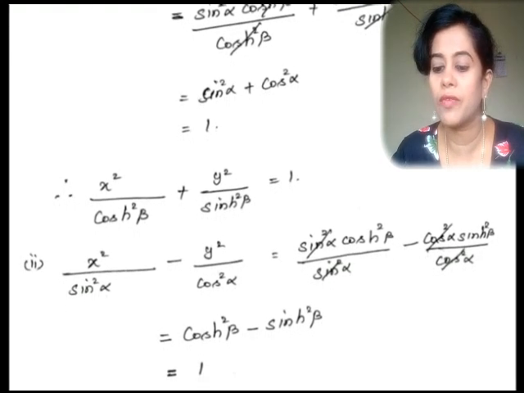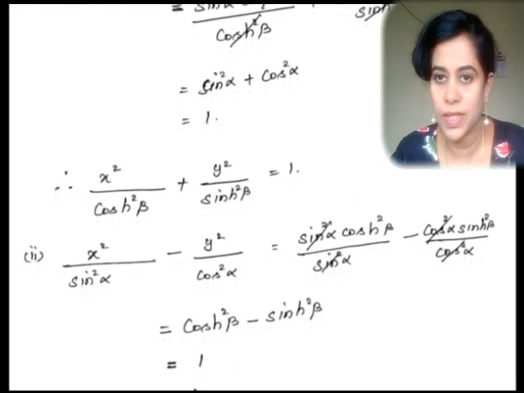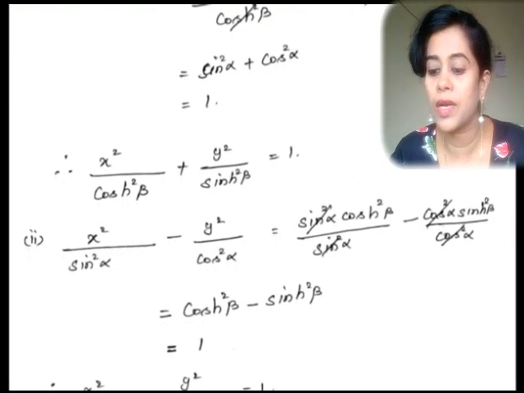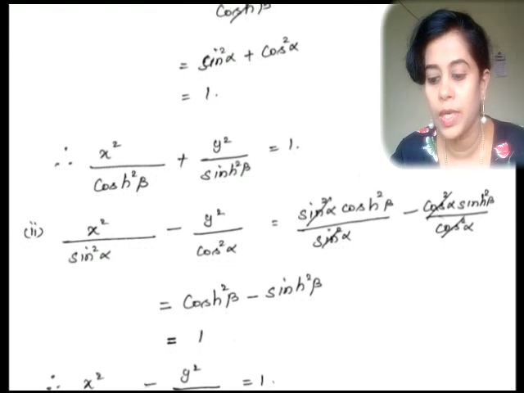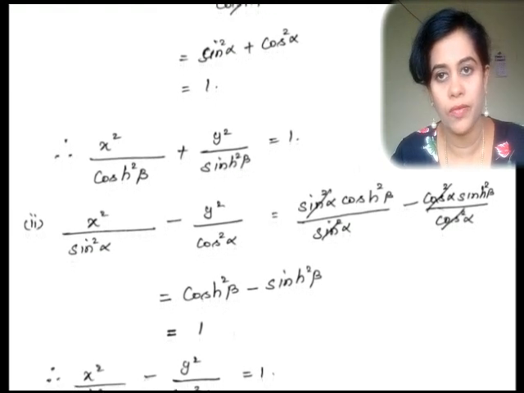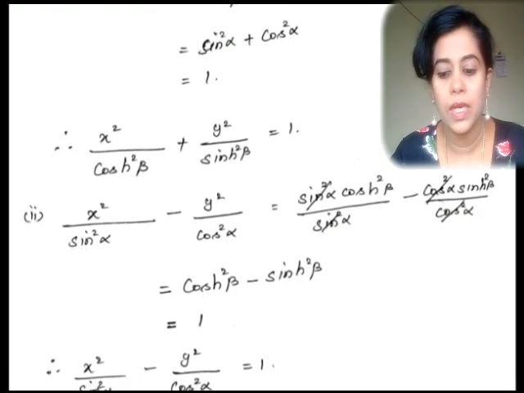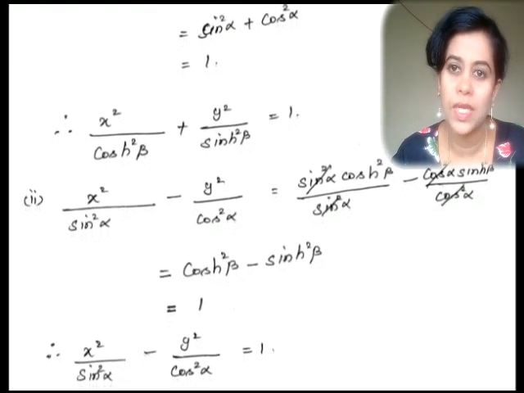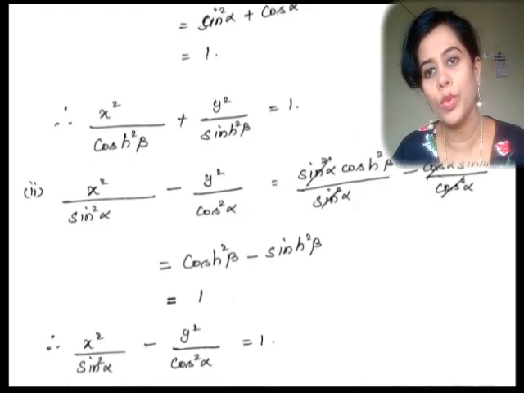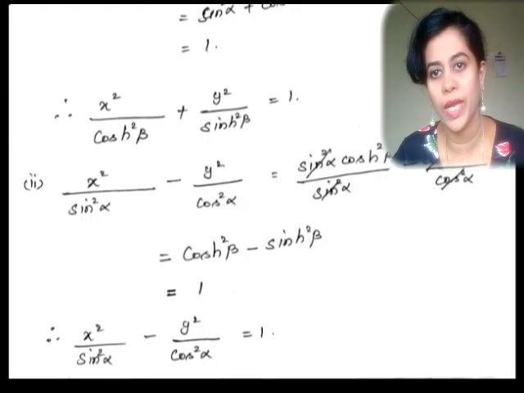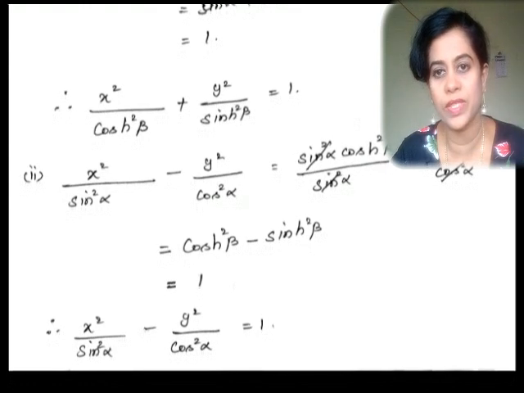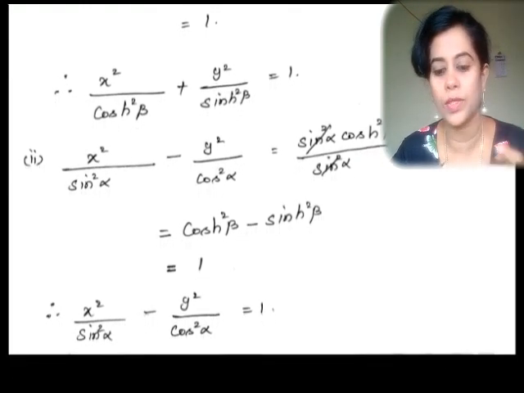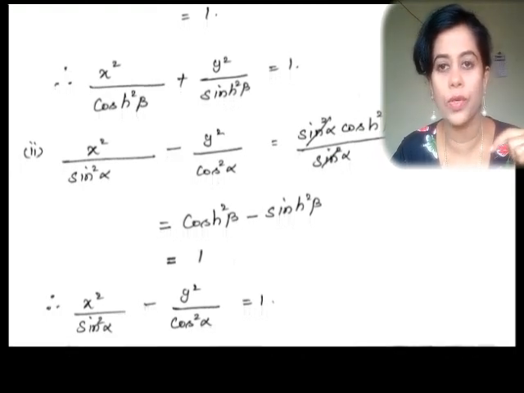So it is sin squared alpha cosh squared b divided by sin squared alpha. Sin squared alpha gets cancelled, and minus cos squared alpha sinh squared b by cos squared alpha getting cancelled. The remaining is cosh squared b minus sinh squared b. What is this? We have proved this in the previous session, the first hyperbolic identity. So cosh squared b minus sinh squared b is nothing but 1. So therefore we are getting it as 1. So we proved the result.